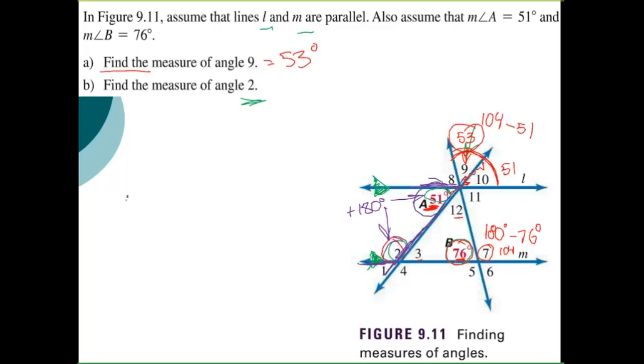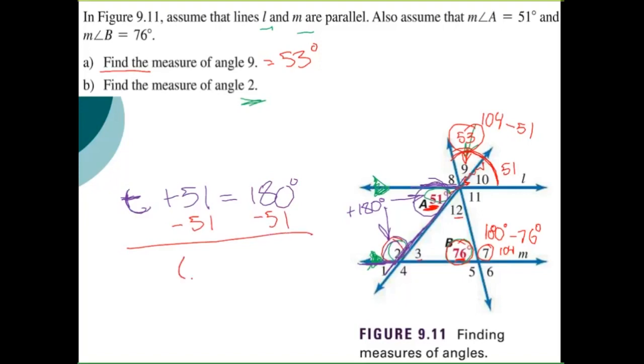So in other words, angle 2, we'll call it T for 2. Make a nice T like that. T plus 51 has to add up to 180. So if I subtract 51 from both sides, let's do a little algebra here. Subtract 51, and I get T, angle 2, is equal to 180 minus 51, which should give me 129 degrees. So angle 2 is 129 degrees.